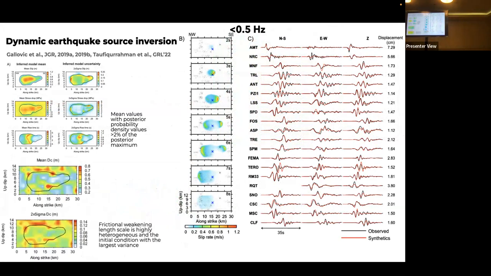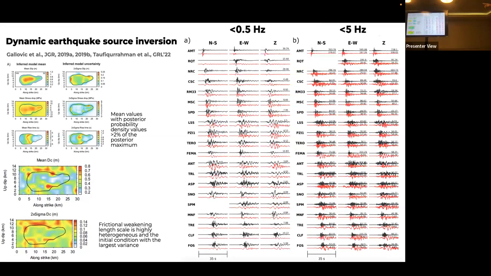Not necessarily worse than a kinematic inversion. We also see that most of the complexity of this model is mapped into the frictional weakening length scale, so D sub C. So this again links to fracture energy. So this is the highly heterogeneous parameter with the largest variance.